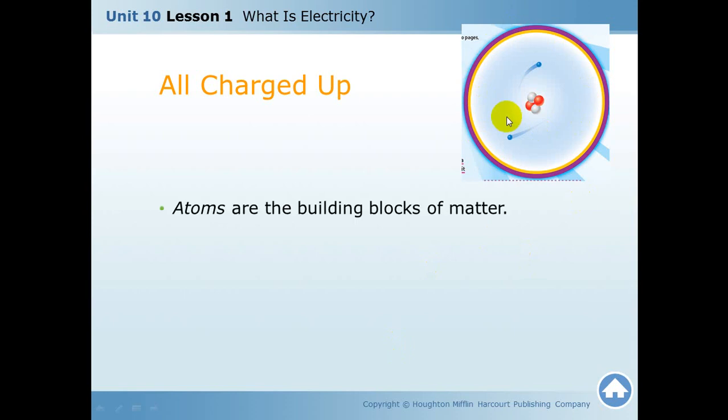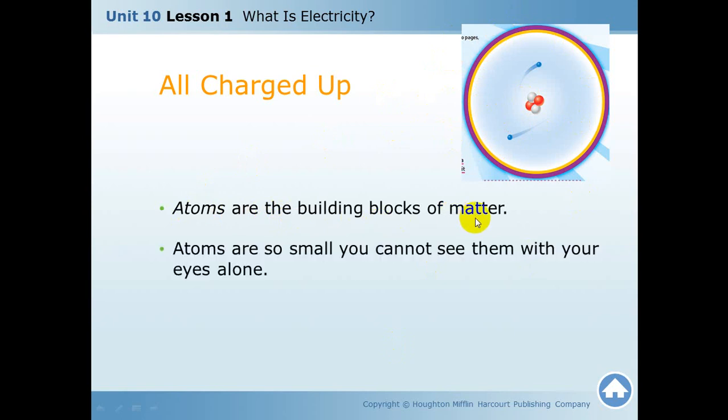Atoms are the building blocks of matter. So all the matter around us, even you, is made up of atoms. The atoms are so small you cannot see them with your eyes. You have to use a special microscope to see them.